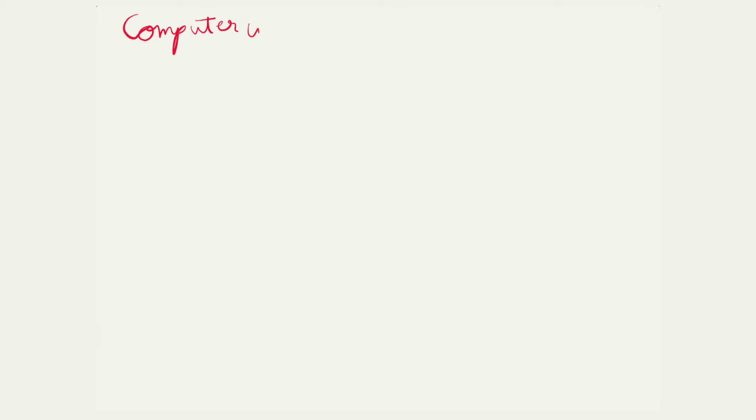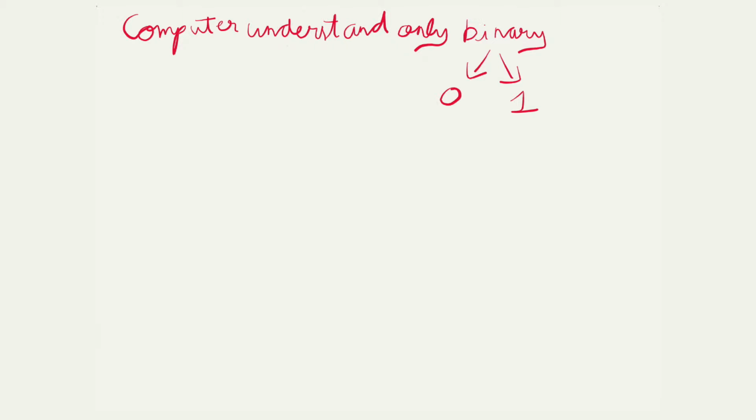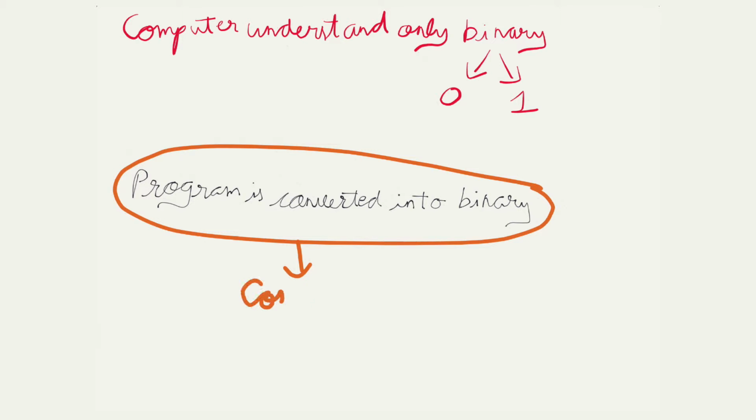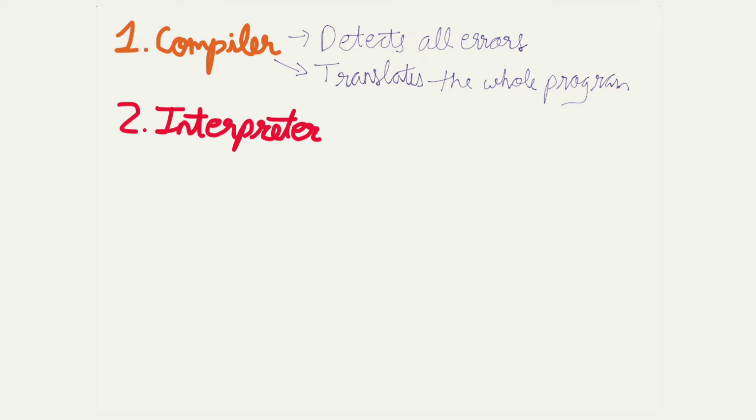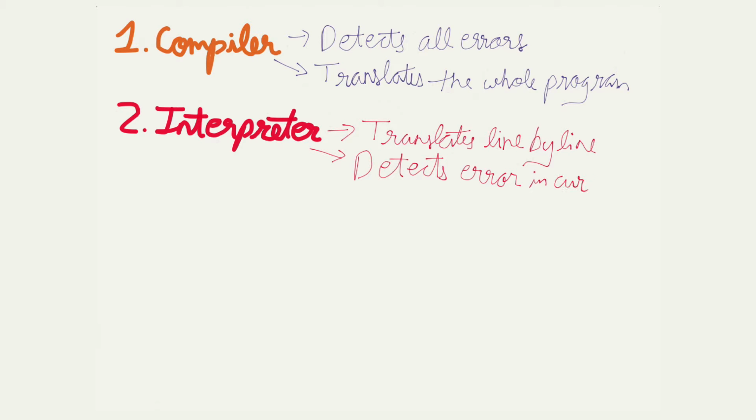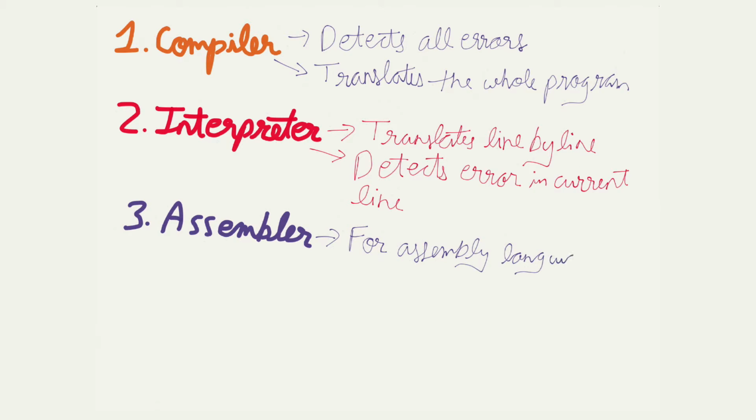The computer understands only binary language, that is the language of zeros and ones. The program is first converted into binary format. This process is called compilation. There are a lot of tools available for compilation. First, compiler. Compiler detects all errors. It translates the whole program. Second is the interpreter. It translates the program one by one, that is line by line, and detects error in the current line. The third is the assembler, which is used for assembly language programs.